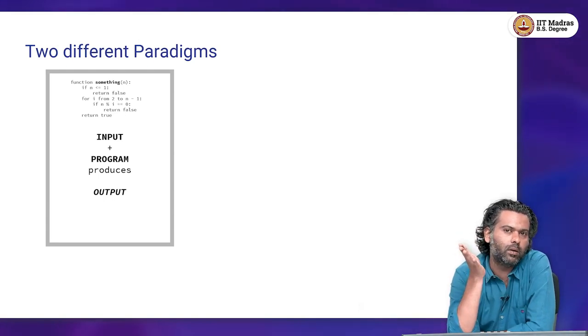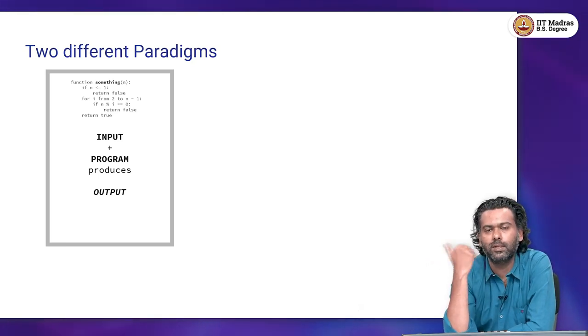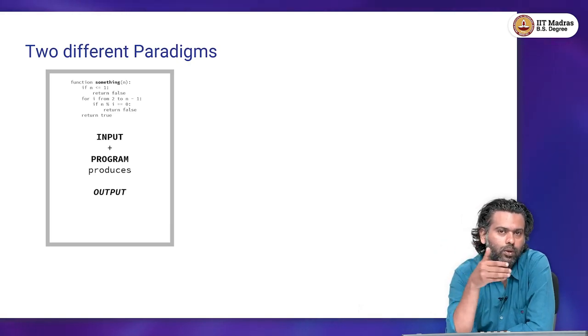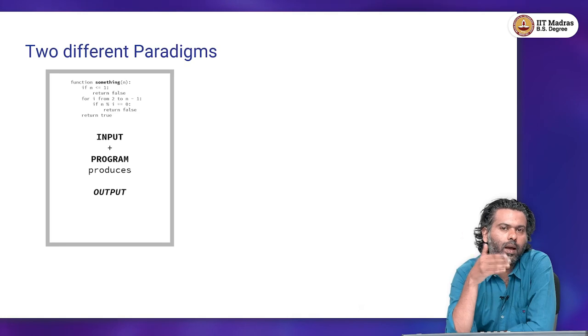I gave you the number 19 and the program, and I asked you whether it's going to return true or false. The input and program were given to you. You gave me the answer as true because you tried to execute the program on the input and then figured out whether it is true or false.